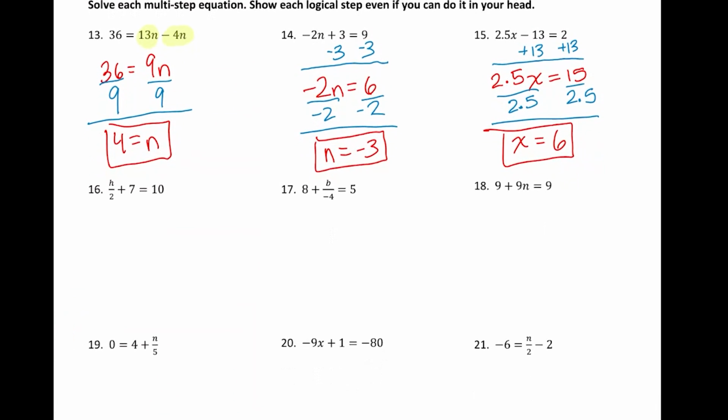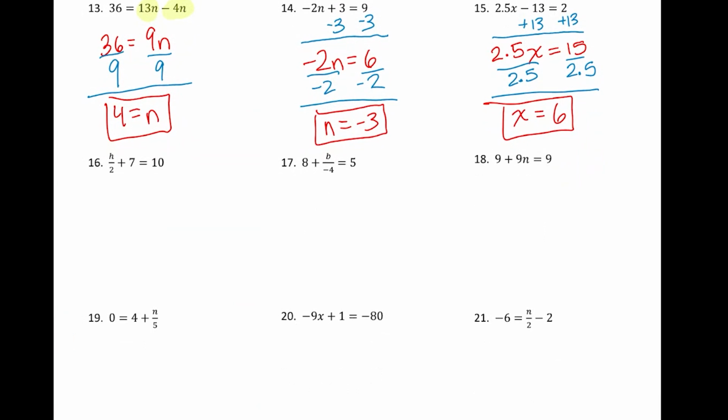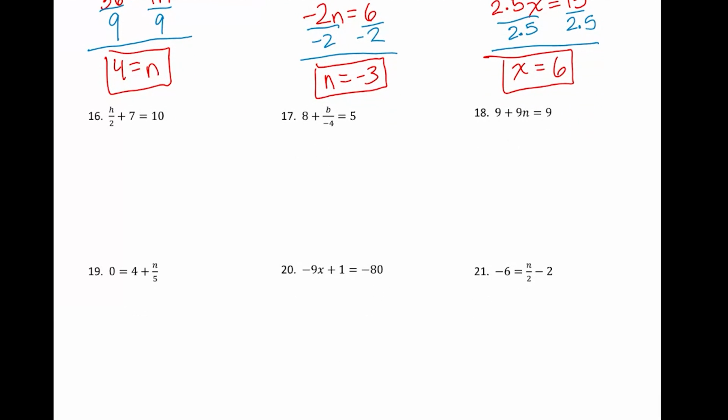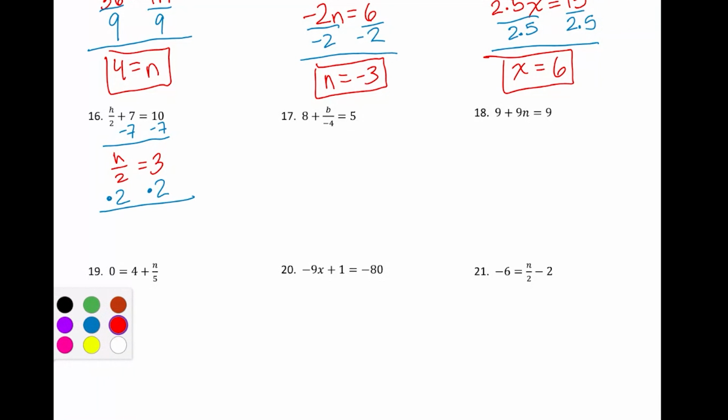Number 16, 17, 18. It looks like, yeah, all the way through 21 at least, these are all going to be two-step equations. So 16, we're going to start by subtracting 7 on both sides. Now I've got h over 2 equals 3. Multiplying both sides by 2 is going to get rid of that divide by 2 that I don't want. And so then I have h equals 6.